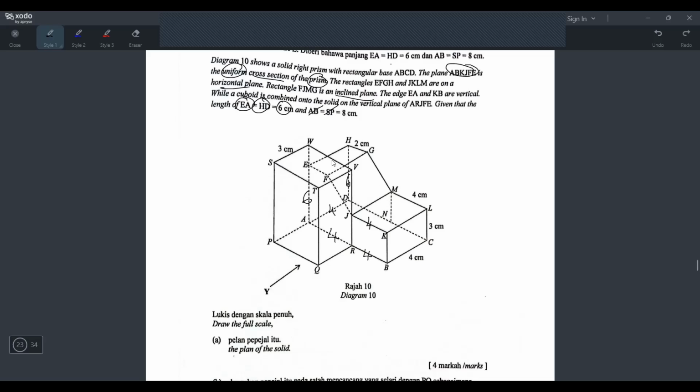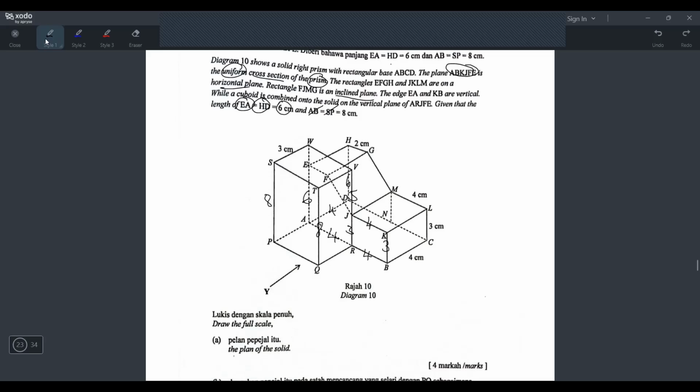And then SP is 8 cm. Where is SP? SP, S is here, P is here, so this is 8. So this must be 8 as well, and then this must be 8. But then here is 3, right? So this should be 3, this should be 3, then 8 minus 3, this should be 5. Okay? And now they want you to draw the full scale, the plan of the solid.